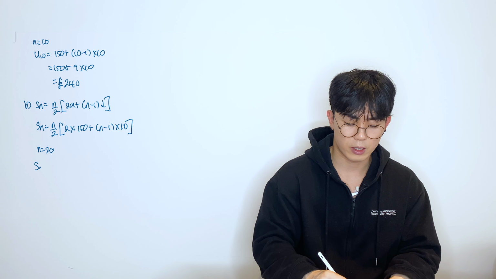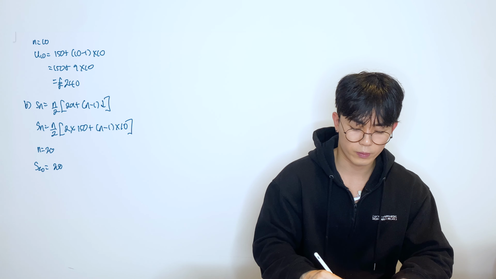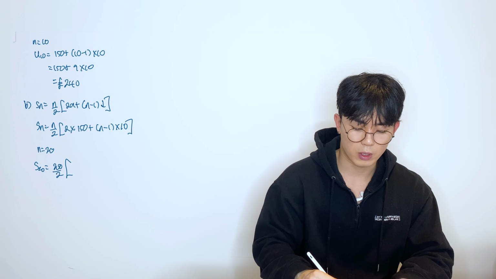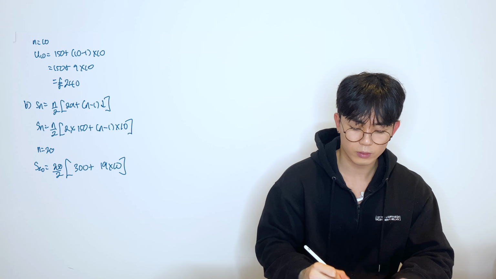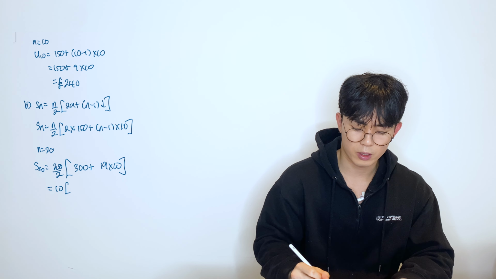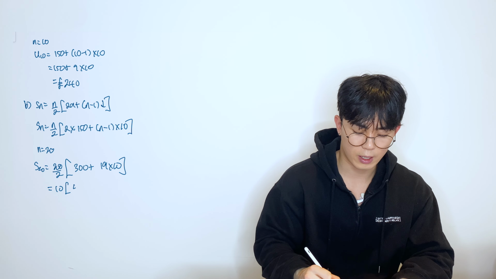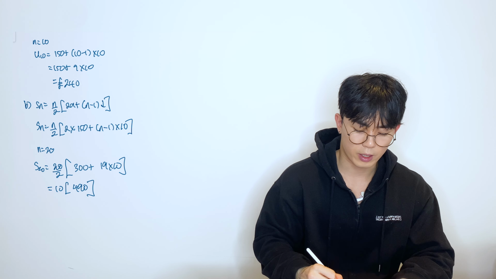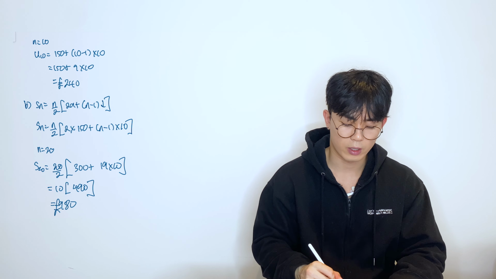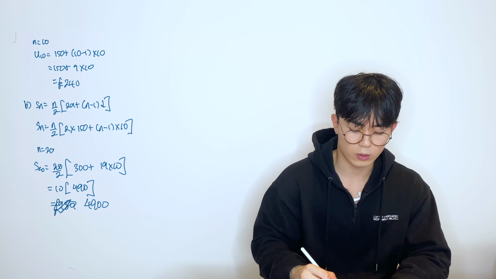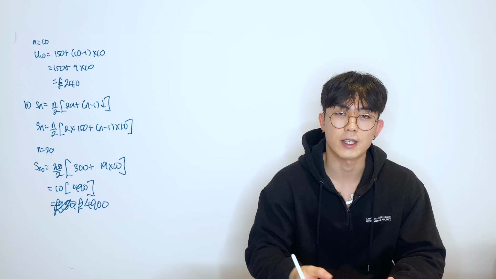So S20 is equal to 20 divided by 2. In brackets we have 300 plus 19 times 10. This is 10 times (300 plus 190), which is 490. So we're going to get £4,900 in total that she gave to charity in 20 years.